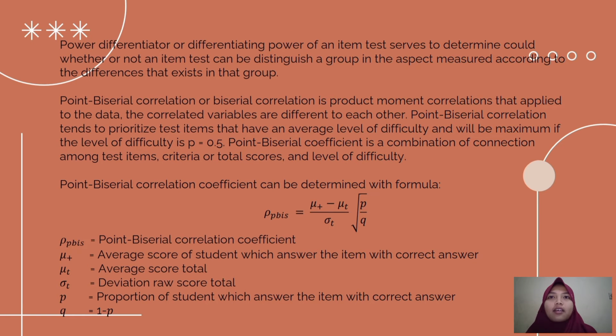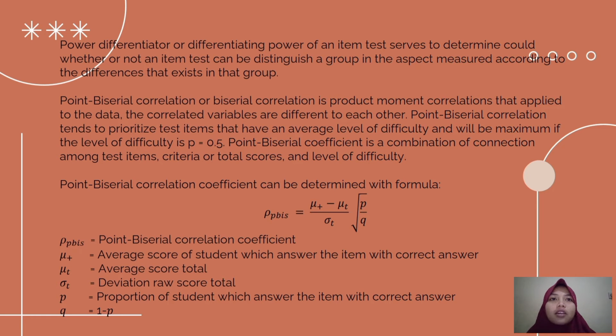Differentiating power of a test item serves to determine whether or not a test item can distinguish a group in the aspect measured according to the differences that exist in that group. Point biserial correlation, or biserial correlation, is a product moment correlation applied to data where the correlated variables are different from each other.